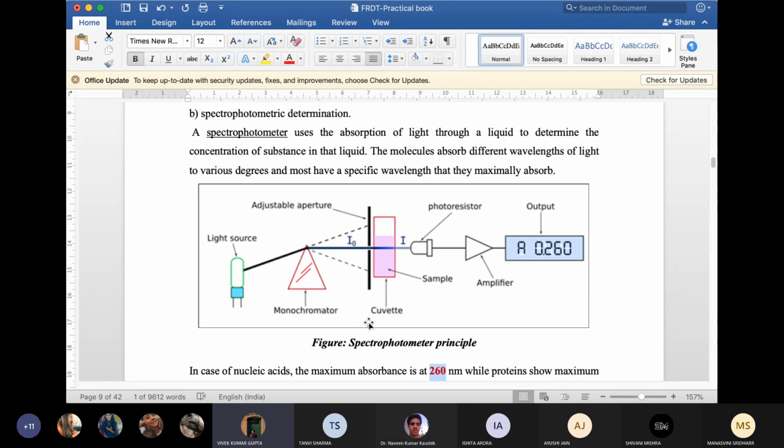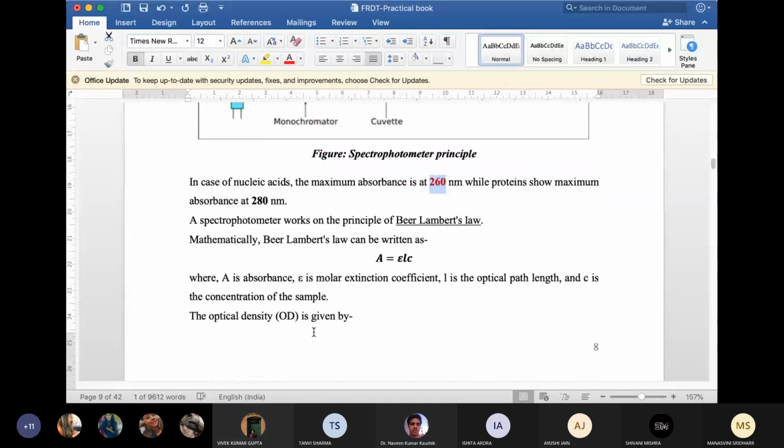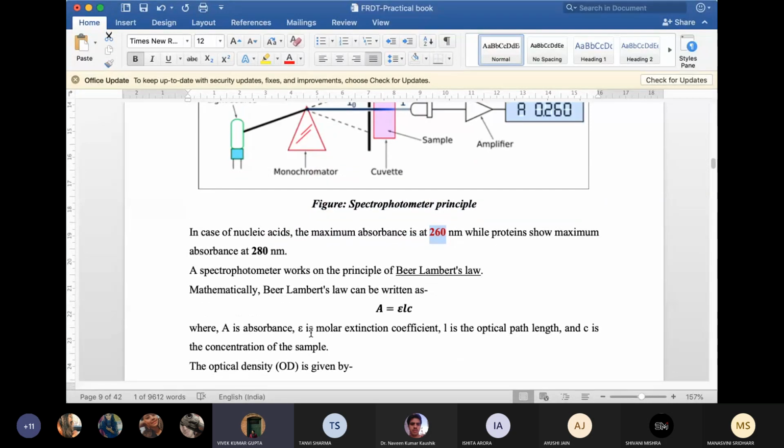There are various methods to quantify DNA, the most used being: A, running the sample through agarose gel alongside some samples of known concentrations, both tagged with fluorescent dye; B, spectrophotometric determination. A spectrophotometer uses the absorption of light through a liquid to determine the concentration of a substance in that liquid. The molecules absorb different wavelengths of light to various degrees, and most have a specific wavelength that they maximally absorb. In the case of nucleic acids, the maximum absorbance is at 260 nanometers, while proteins show maximum absorbance at 280 nanometers.